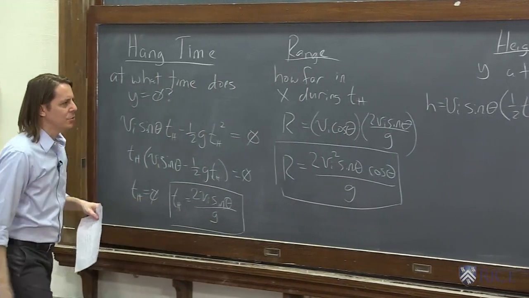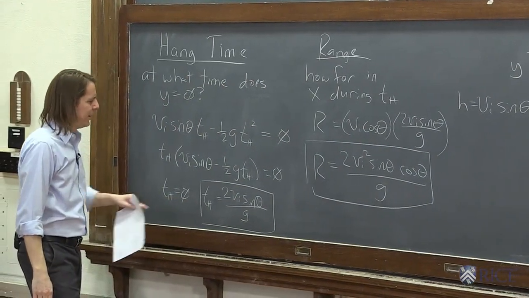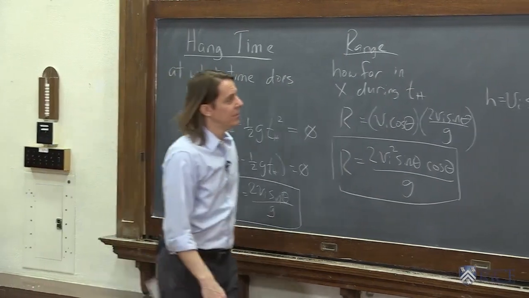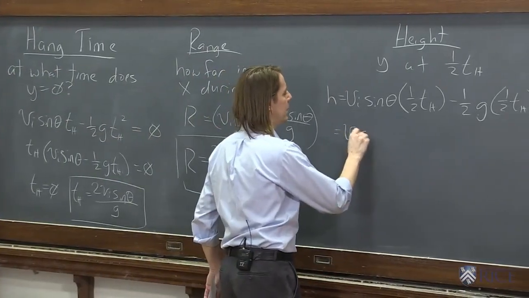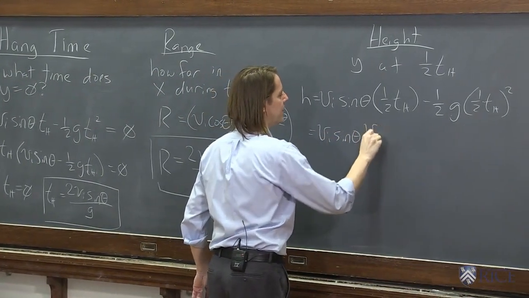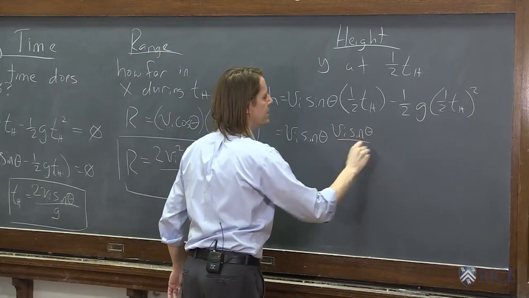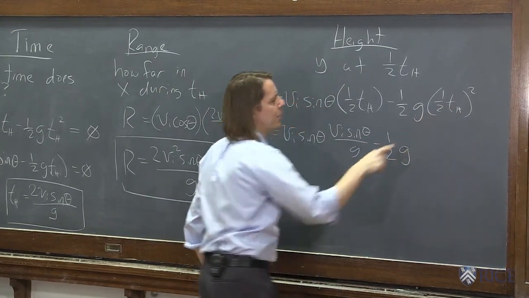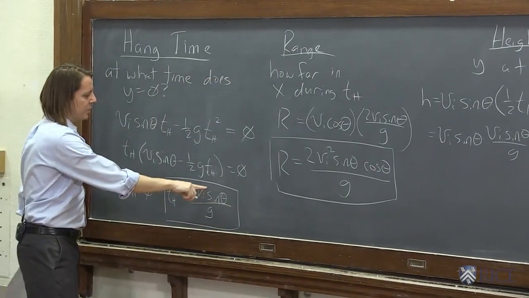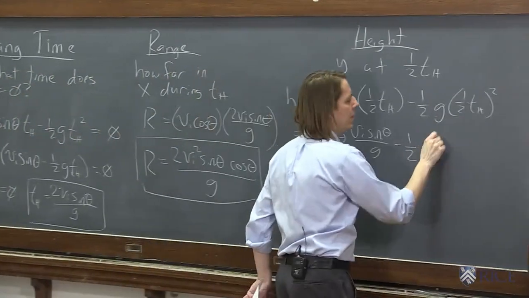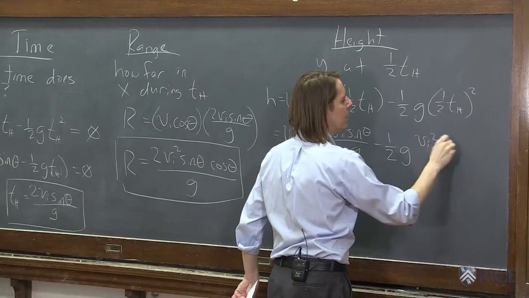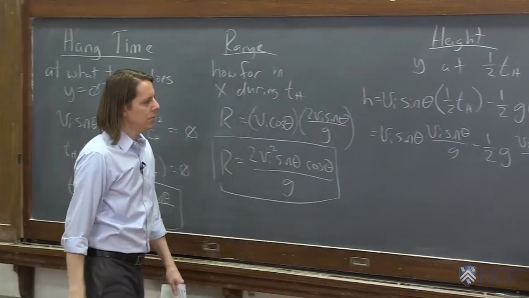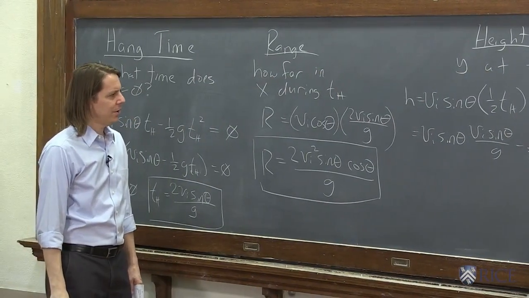So let's start plugging in. There's a little bit of algebra involved, but there's nothing wrong with that. 1/2 th just takes that 2 away, right? So it's vi sine theta over g. So let's plug in vi sine theta times vi sine theta over g minus 1/2 g. And here we're just going to have this thing squared, vi squared sine squared theta over g squared. Whew, what a mess.